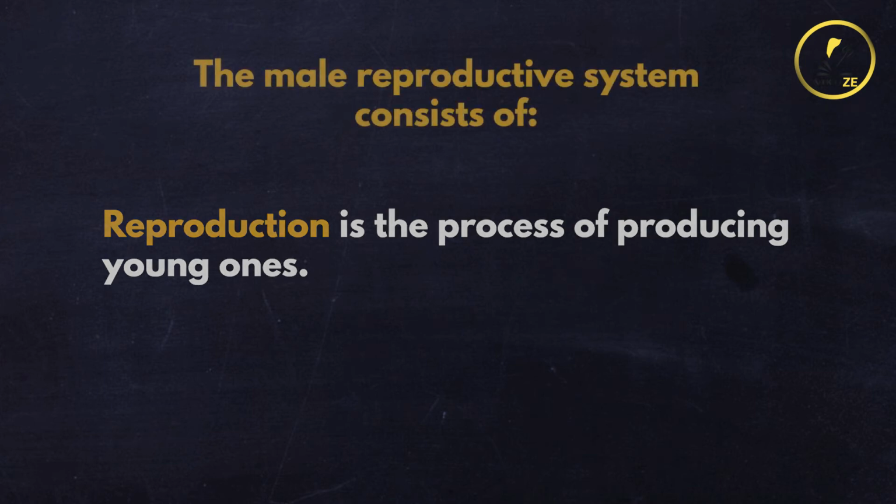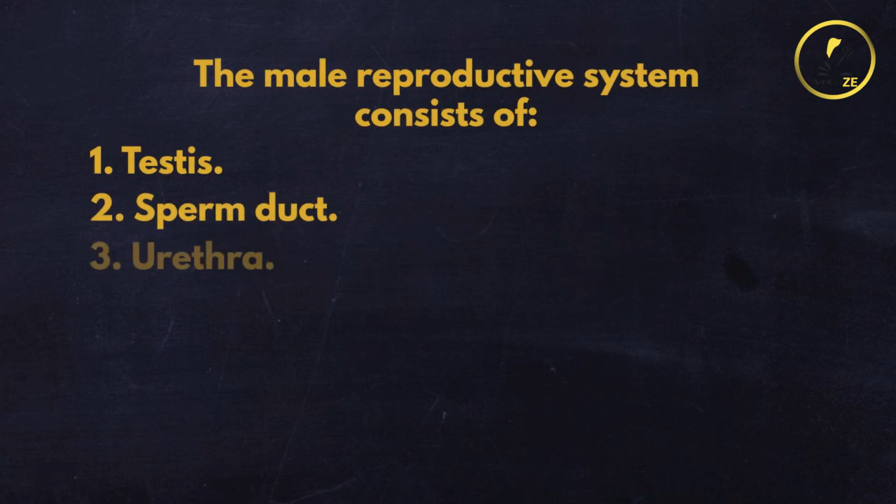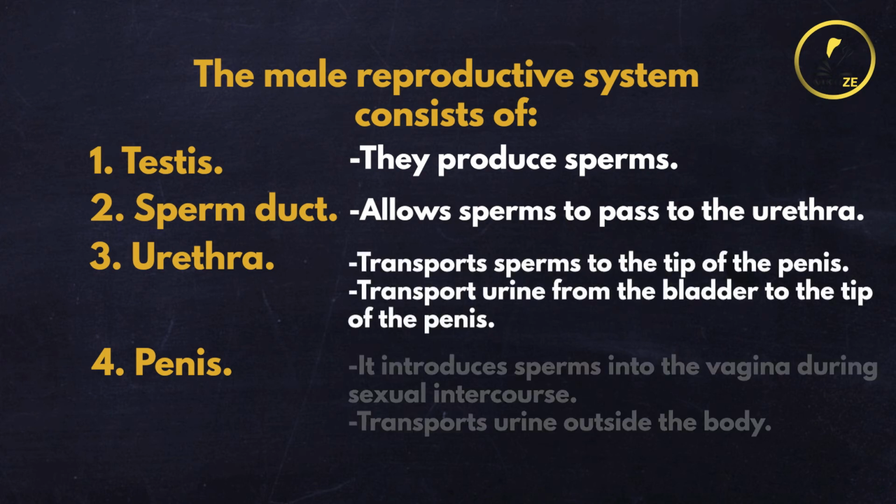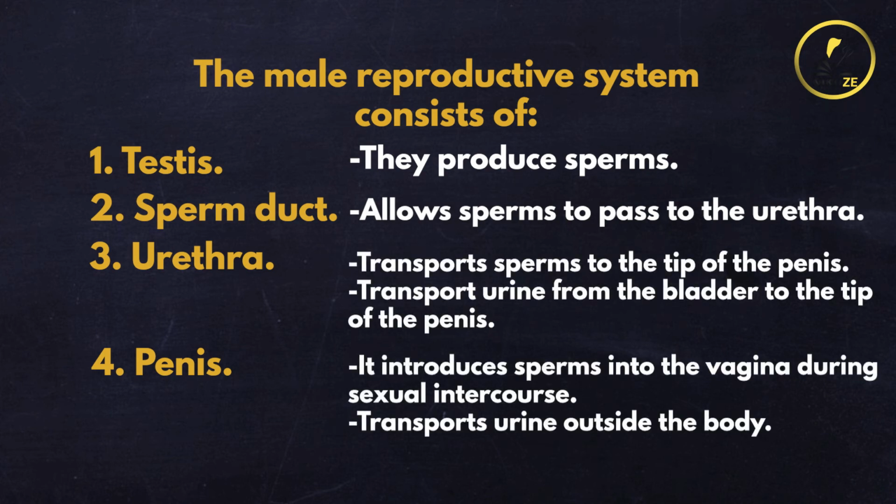Other than that, the male reproductive system consists of the testes, the sperm duct, the urethra, and the penis. Those are some of the major parts which make up the male reproductive system. Other than that, we look at the role played by the testes. The testes produce sperms, which are the male sex cells. And then the sperm ducts allow sperms from the testes to pass to the urethra. We've also seen the urethra as a passage through which sperms leave the body, and it also allows the urine to come out of the body.